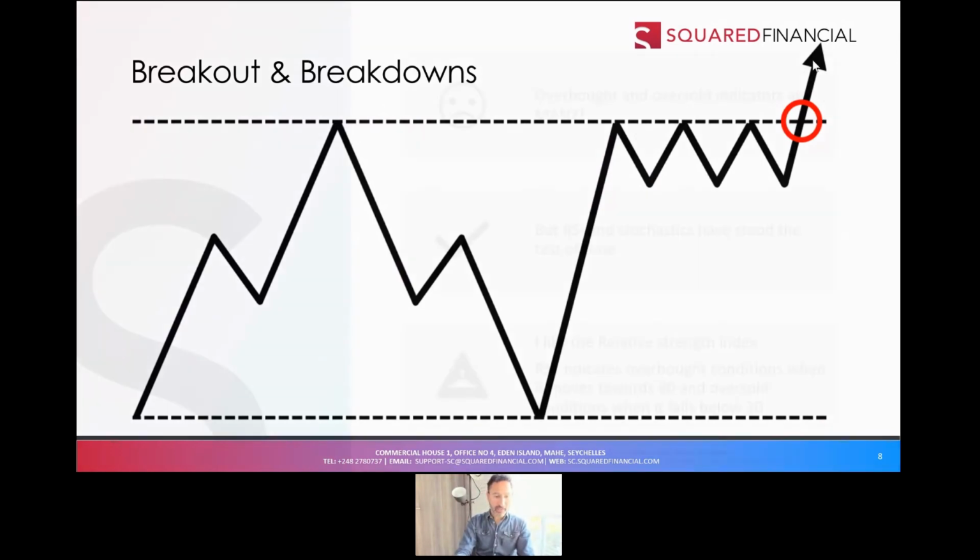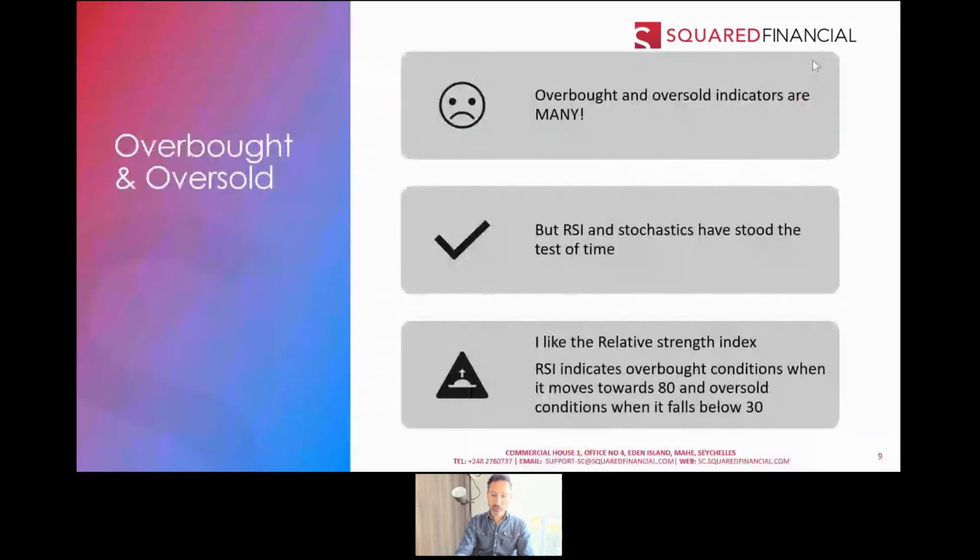Okay. And finally, overbought and oversold. Overbought, oversold indicators, there are many. You can look at our MT4 and see all the indicators that you have. You're going to be overwhelmed with all the indicators. You can have your own. Like I said before, I have no issues with anyone telling me this is something that works. You just have to adapt it to your own style, to your own profile, to your own personality. If it does work, then good for you.